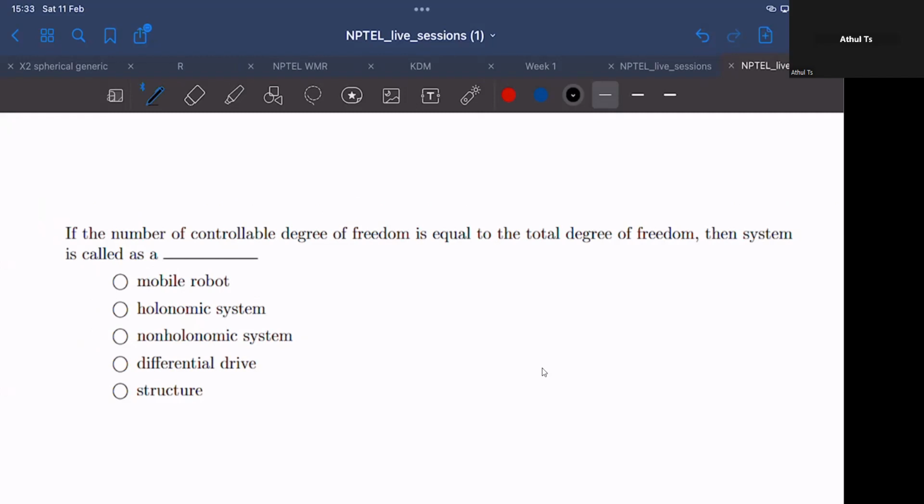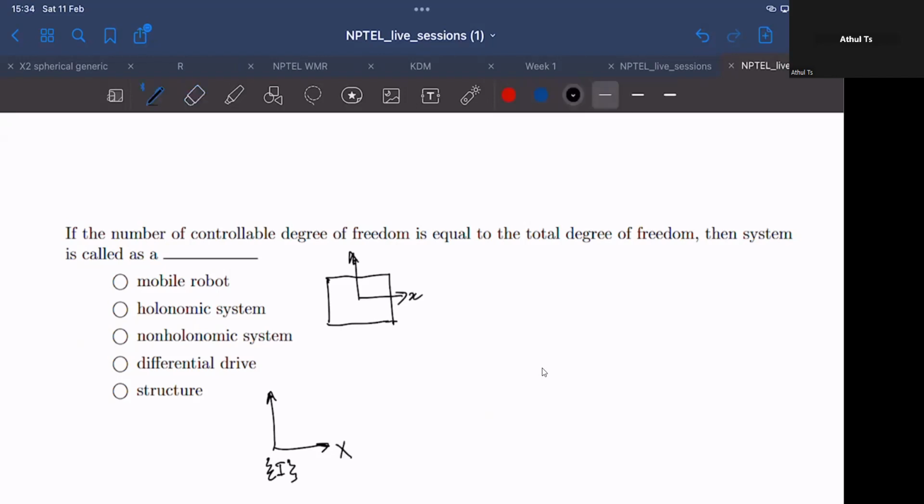Okay, all right. If the controllable degrees of freedom is equal to the total degrees of freedom, in the case of a mobile robot, a brief idea would be that you would require 3 degrees of freedom. So if this is the frame that is fixed around the earth, or the inertial frame, and this is the chassis of a robot.